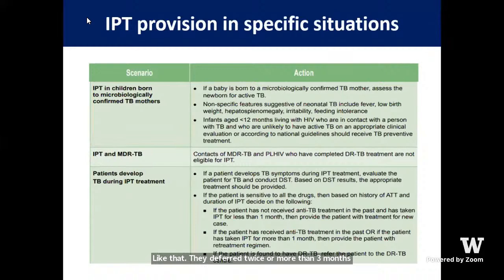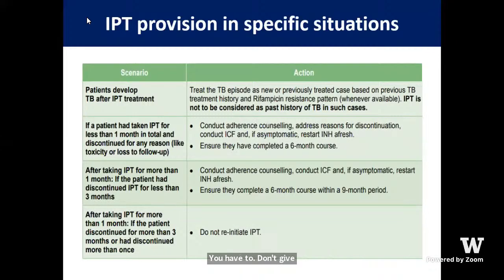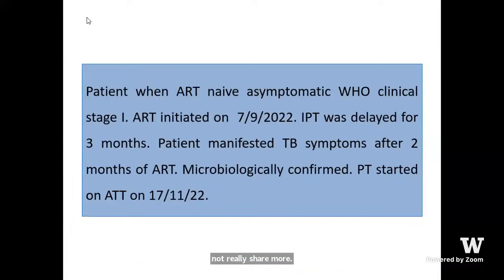Next slide. So these are the standard scenarios you are going to follow in your ART clinic. If IPT is discontinued for less than 1 month in total, for any reason like toxicity, conduct adherence counseling, special counseling, and address their needs. If the patient discontinued for more than 1 month, conduct adherence counseling and ensure that they complete the 6 months course. For a chronic defaulter, do not reinitiate IPT. Next slide. These are the specific scenarios.